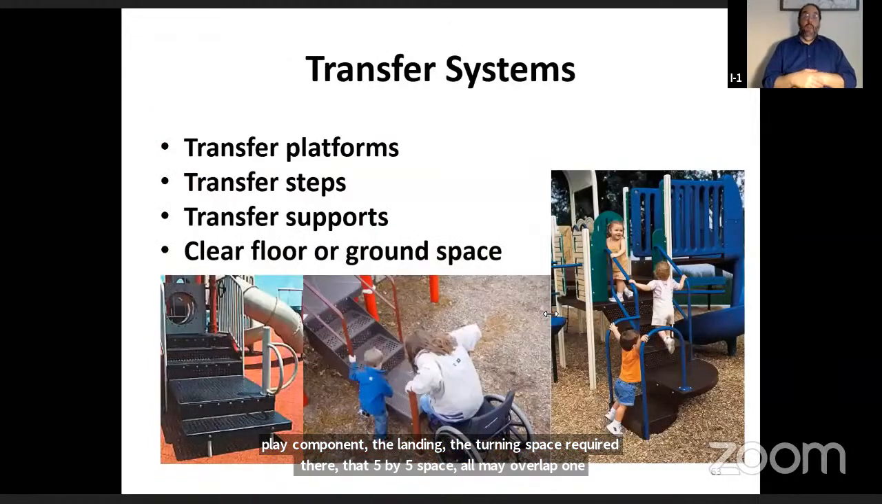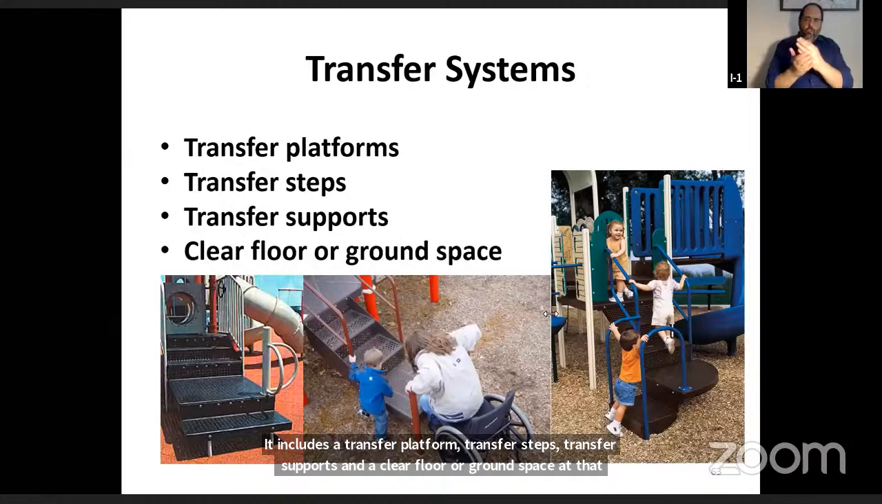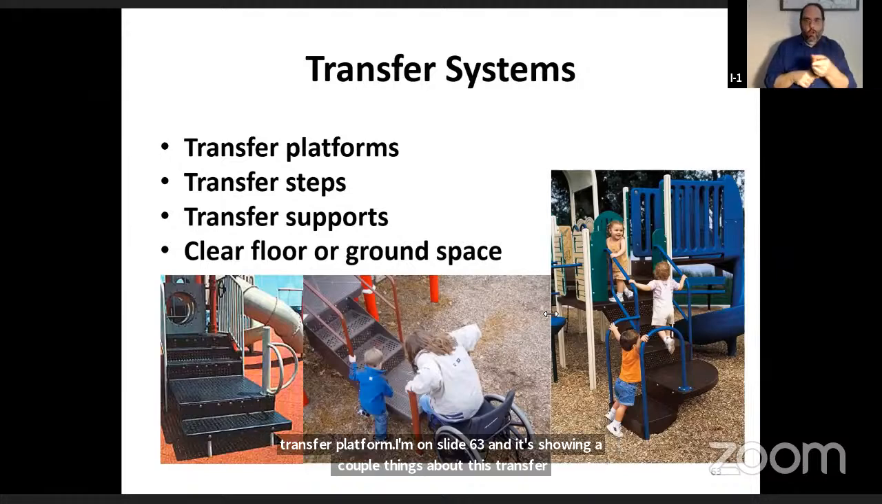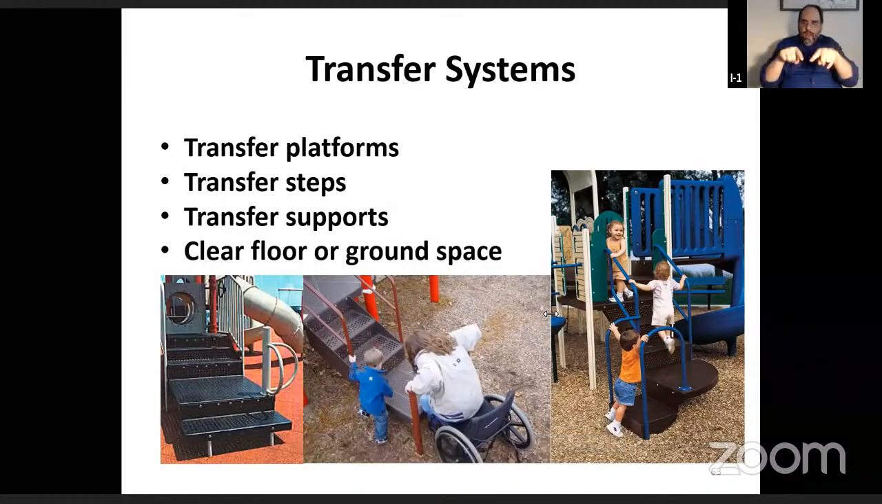So let's get into the transfer system. It includes a transfer platform, transfer steps, transfer supports, and a clear floor or ground space at that transfer platform. I'm on slide 63, and it's showing a couple of different things about this transfer system. We define the size. We don't tell you it has to be plastic, wood, or metal. We tell you what the minimum sizes are. They could be in the shape of a turtle, a triangle, a rectangle, or whatever, as long as you meet those minimum space requirements.